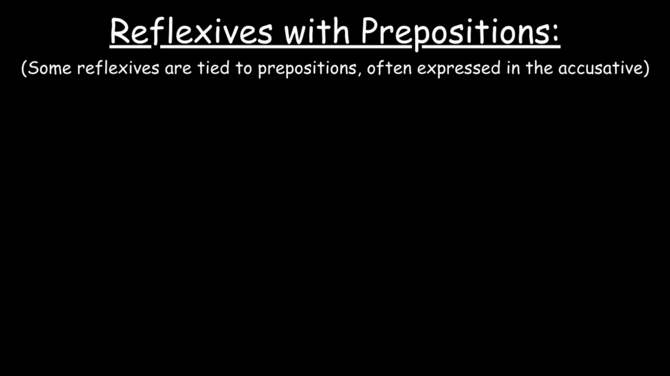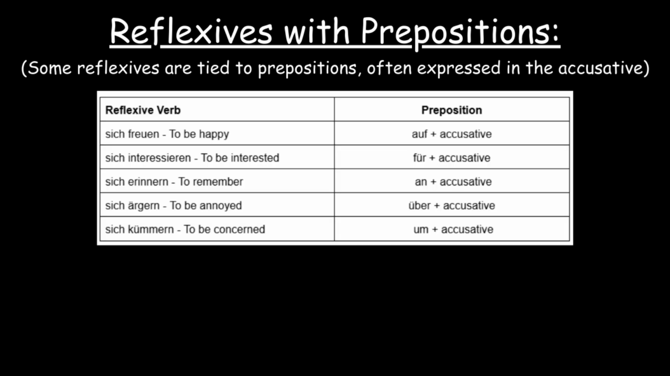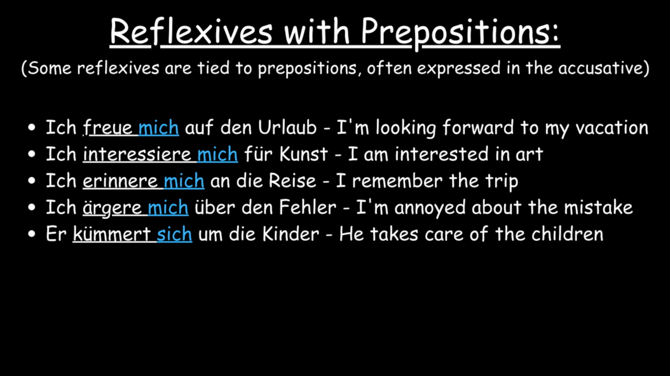Some reflexives are tied to specific prepositions, which are often expressed in the accusative, like sich freuen, working with auf, sich interessieren, with für, sich erinnern, with an, sich ärgern with über, and sich kümmern with um. Some examples are Ich freue mich auf den Urlaub. Ich interessiere mich für Kunst. Ich erinnere mich an die Reise. Ich ärgere mich über den Fehler. Sie kümmert sich um die Kinder.